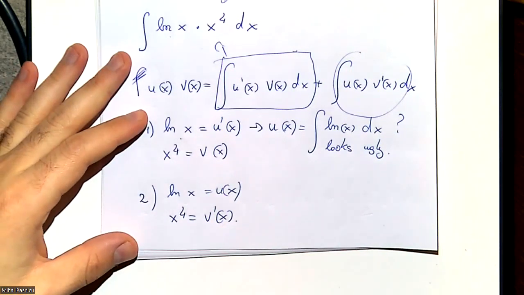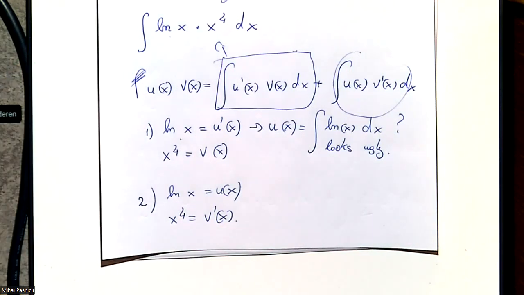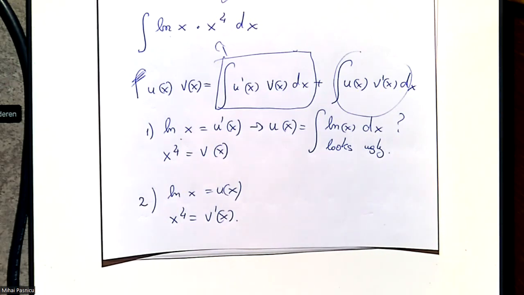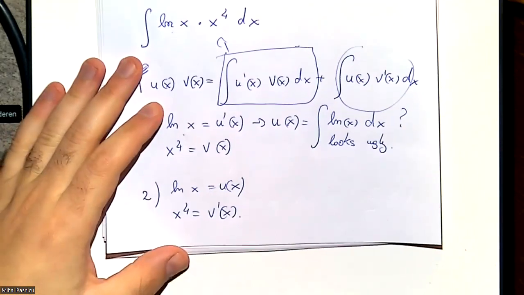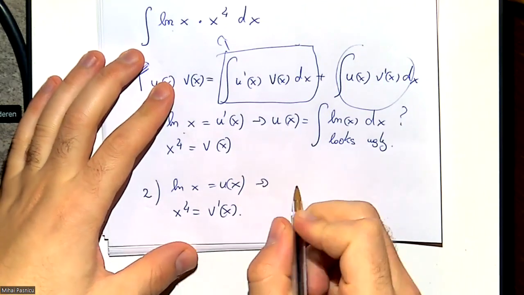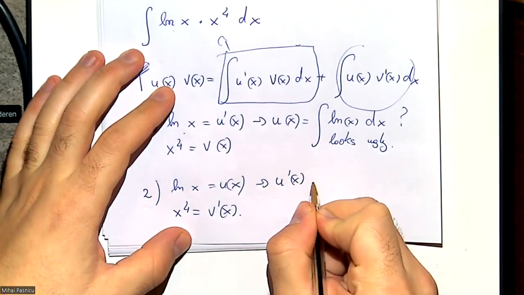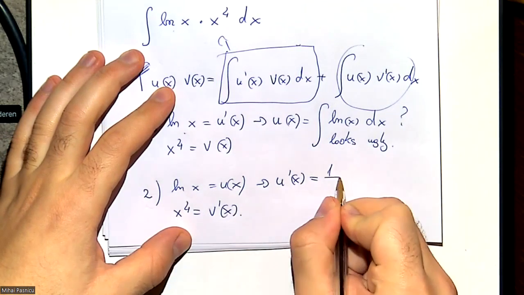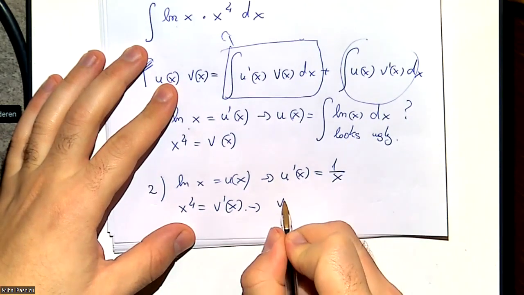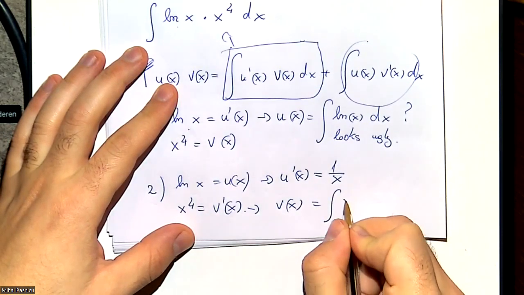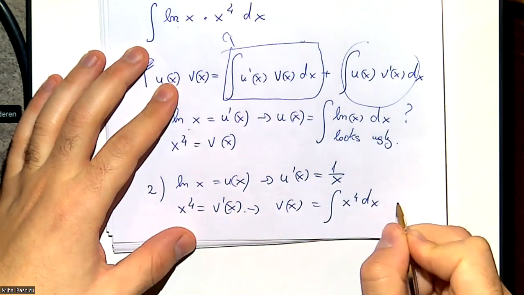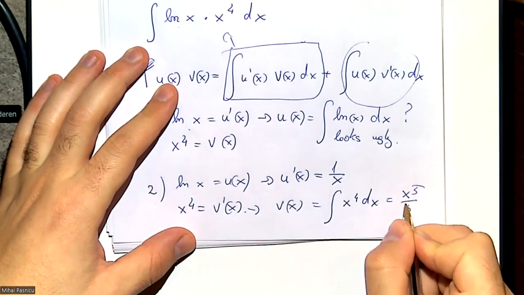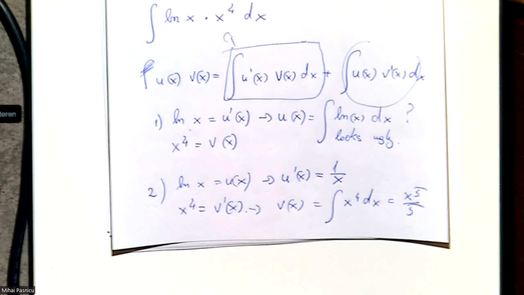For you guys, since you don't have that much practice, this looks ugly might be a little bit relative. You can try solving that, but I don't know how you would solve it. I think it would just be really ugly, okay? That looks ugly. What about this other case? Well, in this case, if I take u prime of x, this would just be the derivative of log of x, so 1 over x. And in this case, v of x is just going to be the integral of x to the fourth dx. So everything looks so nice. Let's try this one.